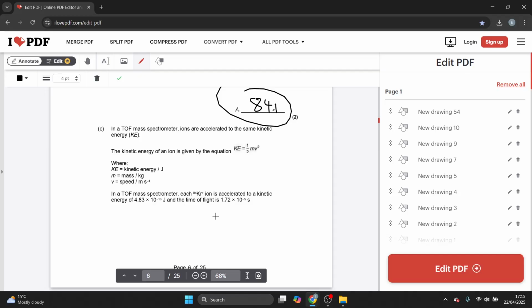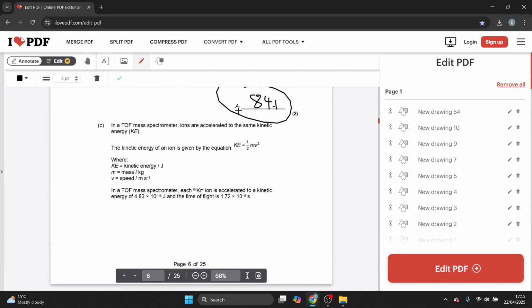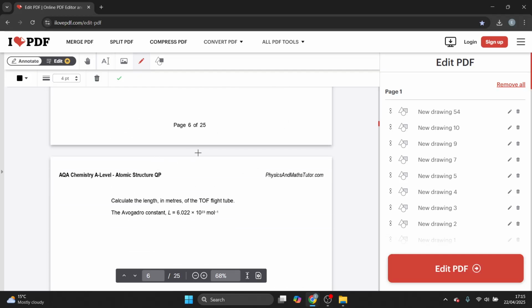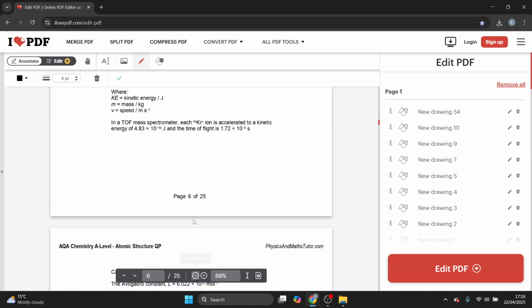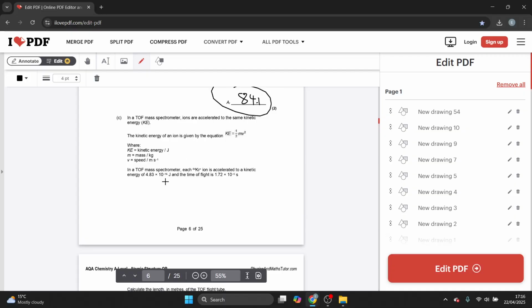Calculate length in meters of the time of flight tube. Avogadro's constant is L equals 6.022 times 10 to the power 23 moles to the power of minus 1. So, classic question, definitely going to come up on the summer exams or questions similar to this. Time of flight mass spectrometer, 5 marker. It's actually not that difficult once you've done a bunch of them and you're extremely confident with the formulas.